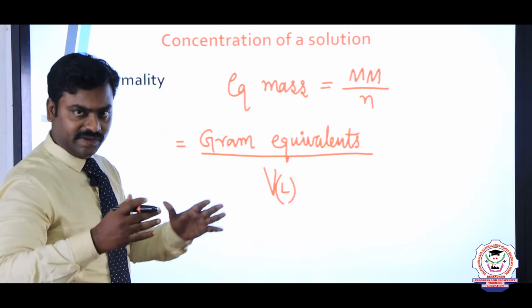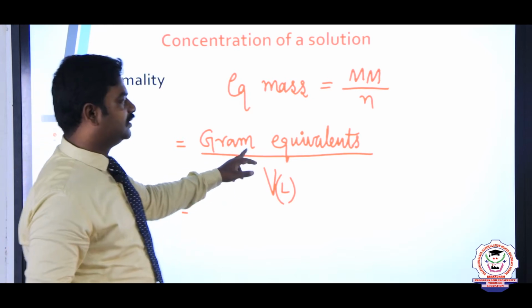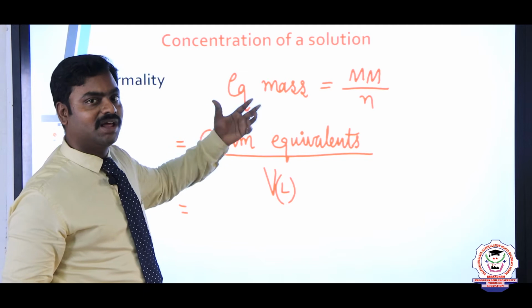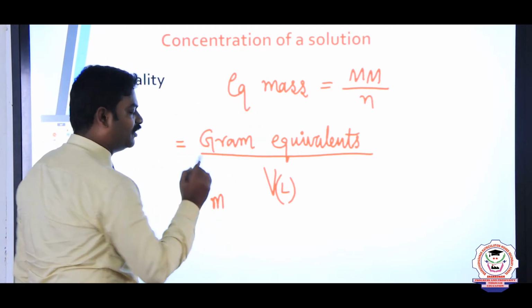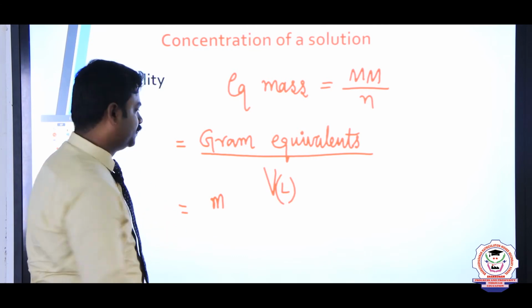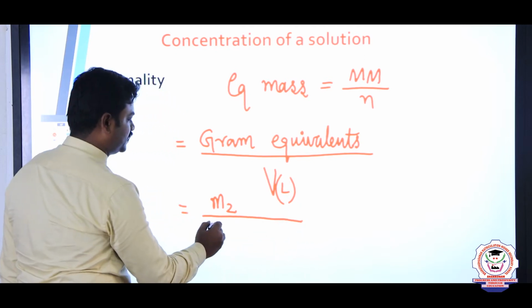Now we are going to expand the equation. What is gram equivalent? Gram equivalent is mass divided by equivalent mass. For the solute we use the subscript 2, so it is m2 divided by equivalent mass.